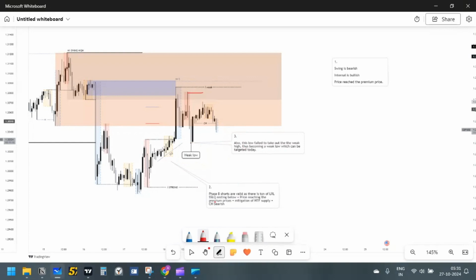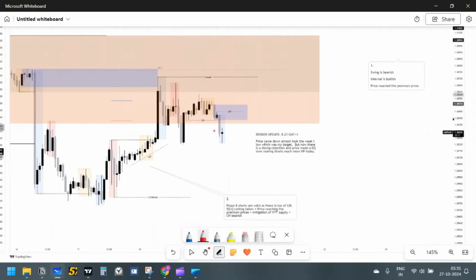So phase B shorts are valid as there is a ton of low resistance sell side liquidity below, plus price reaching the premium prices, plus mitigation of high time frame supply, plus chop bearish. All the confluences are adding up. So I can take the shorts in GU also to get a beautiful 2.5 R. I'm not worried about this buy side liquidity because I have this strong high protecting my shorts.